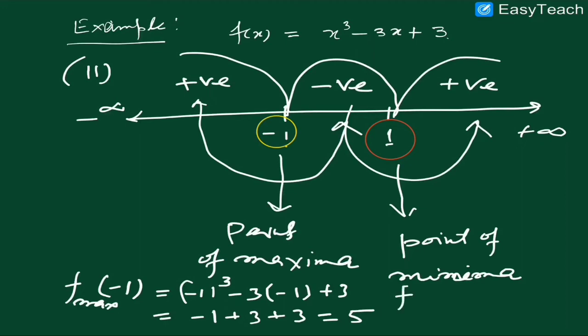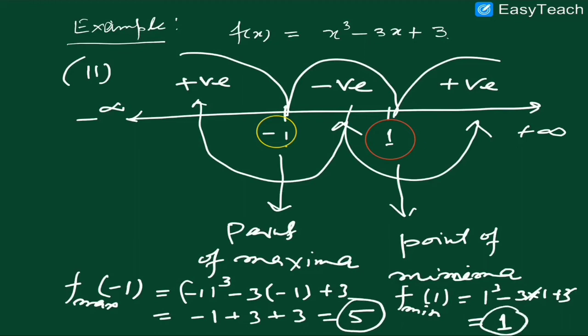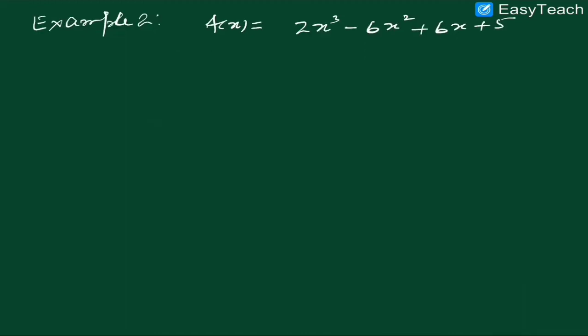And the minimum value of the function we get at the point x equal to 1. Therefore, the minimum value of the function we get at the point x equal to 1. So f(1) is equal to 1 cube minus 3 into 1 plus 3. This 3 is cancelled out, we get 1. So the maximum value of the function is 5 and the minimum value of the function is 1.